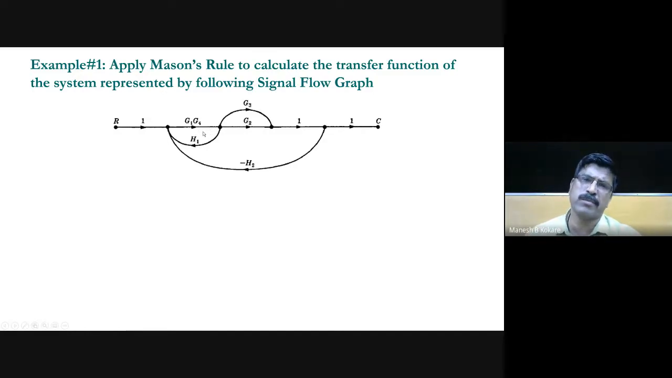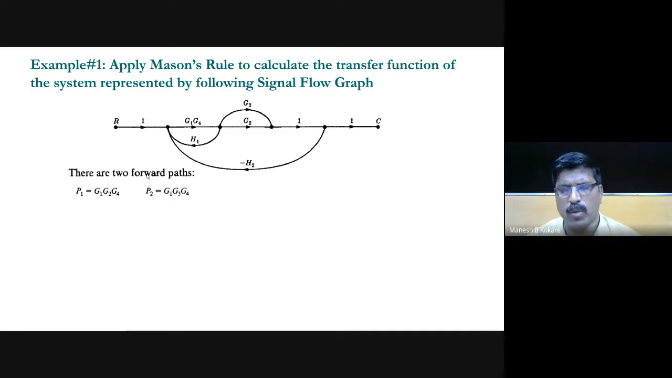What will be the second forward path in the given problem? Z1, Z4 and Z3. So there are two forward paths. What is the value of n? 2. Yes, n is the number of forward paths, so n will be equal to 2.